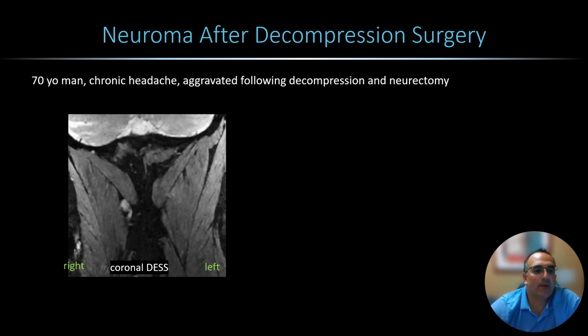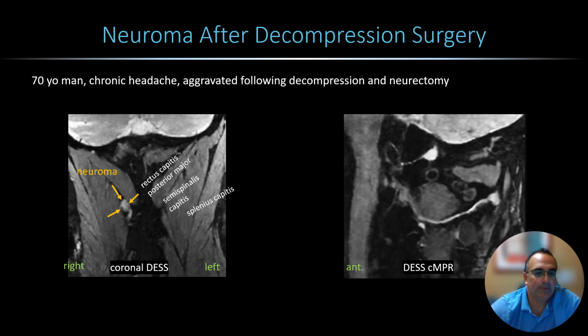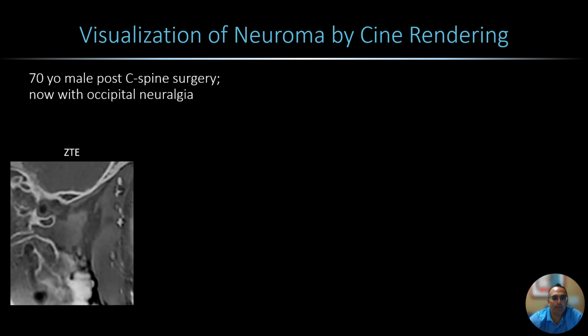Next is a 70-year-old man with chronic headache, aggravated following decompression and neurectomy. Here we see, again, a termination of that greater occipital nerve and a neuroma. We can create a curved multiplanar reformation, again showing that termination. This again was a terminal neuroma of the right greater occipital nerve.